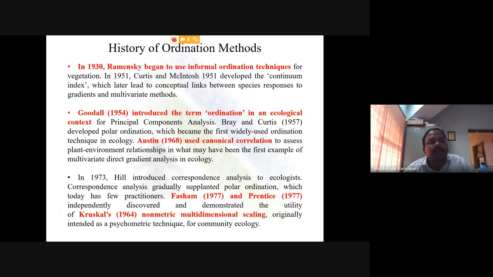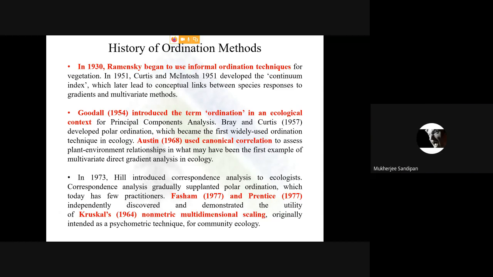In 1951, Curtis and McIntosh developed the continuum index. These days, people don't use continuum index for community data analysis. In 1954, Goodall introduced the term ordination in an ecological context, where they used principal component analysis. So the history of principal component analysis is very old. We use PCA for most of our data analysis, but in 1954, it was used for the first time. Then Bray and Curtis developed polar ordinations, which became the first widely used ordination techniques in ecology.